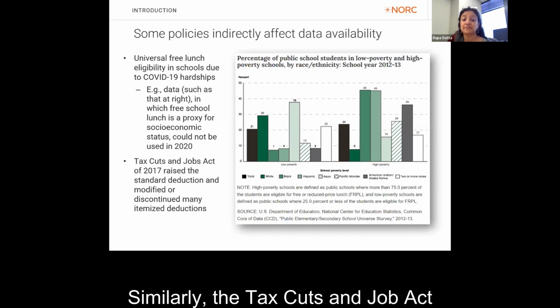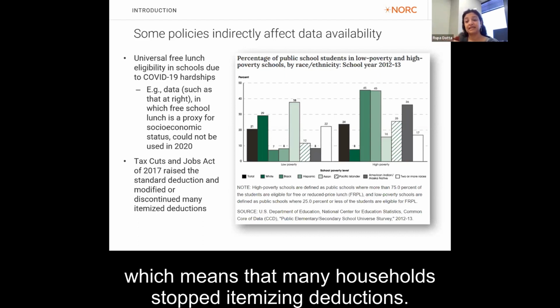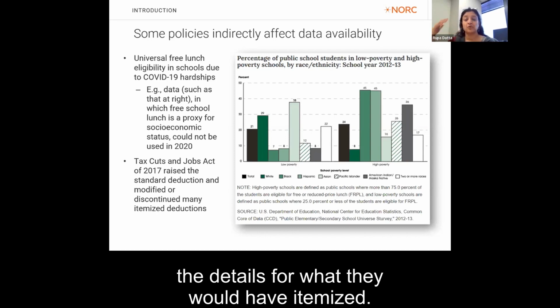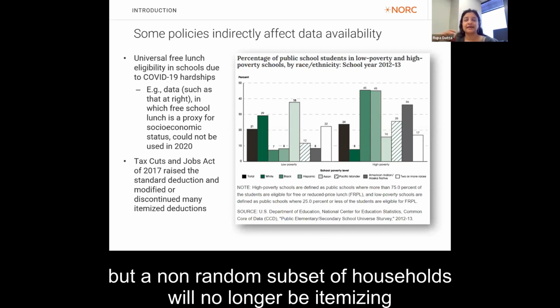Similarly, the Tax Cuts and Jobs Act of 2017 raised the standard deduction in the federal income tax policy, which means that many households stopped itemizing deductions. That means that they stopped providing the details for what they would have itemized. If you think about what the data will look like, there will still be itemizations, but a non-random subset of households will no longer be itemizing.